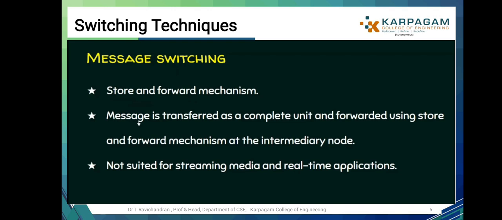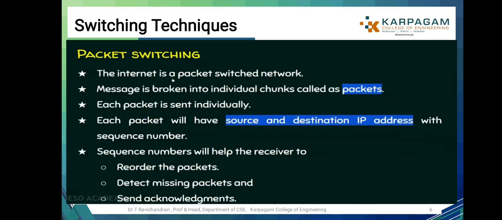In real-time applications, the data must arrive continuously so the values can be displayed as the data is transferred from sender to receiver. Since all the values are stored first, the store and forward mechanism is not suitable for real-time applications. That is message switching.